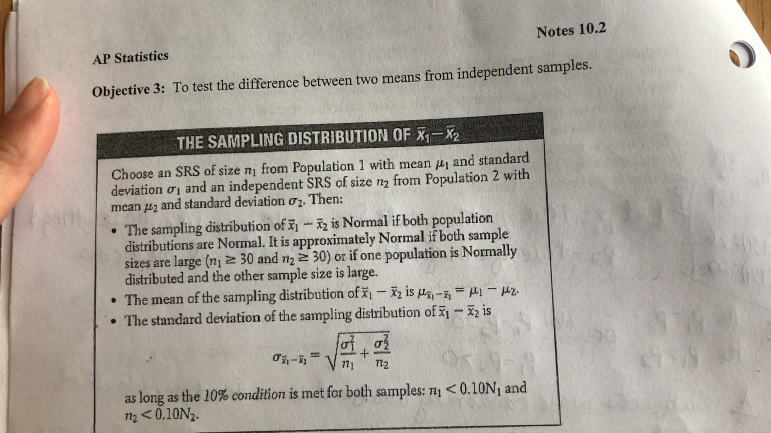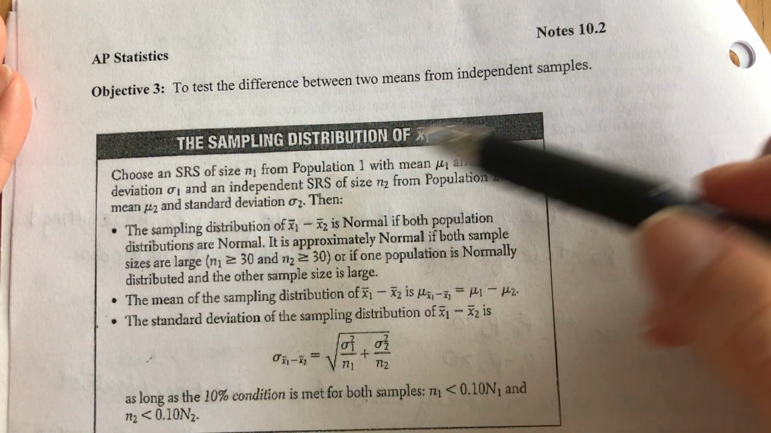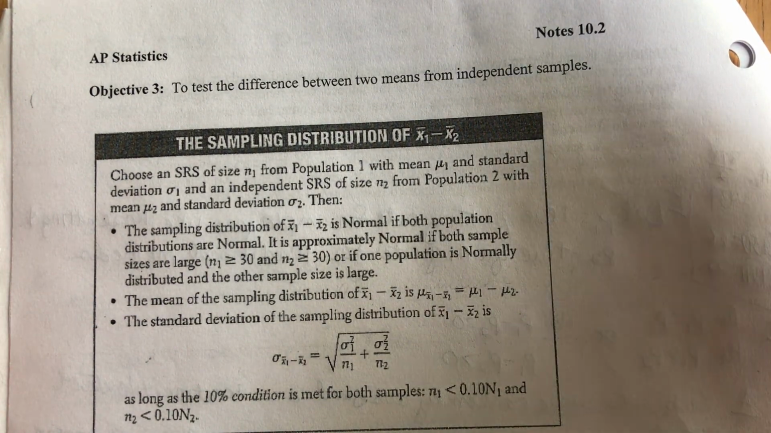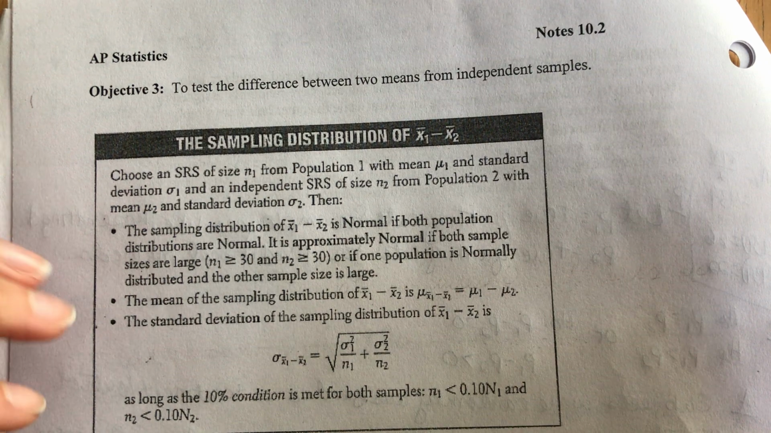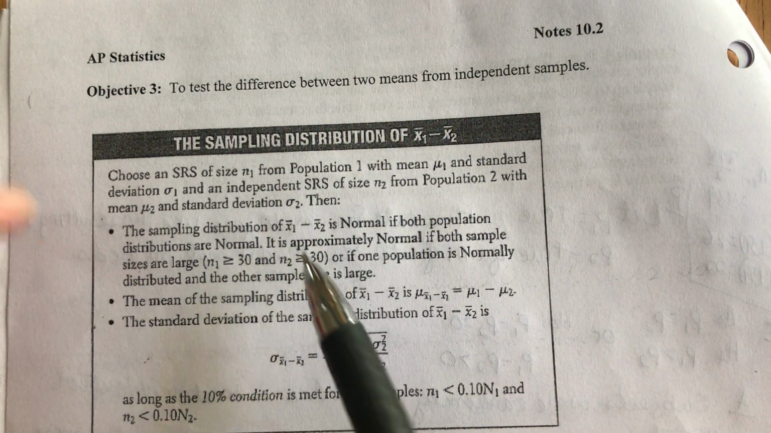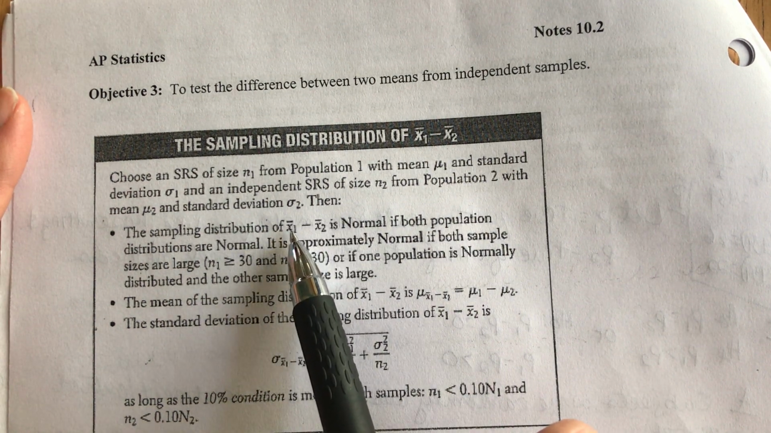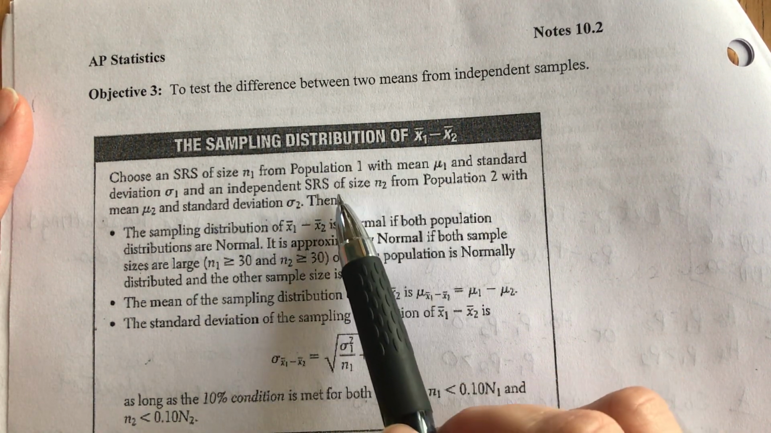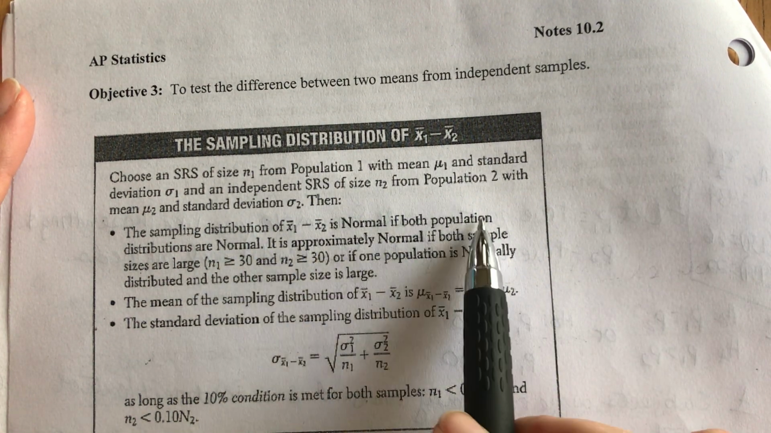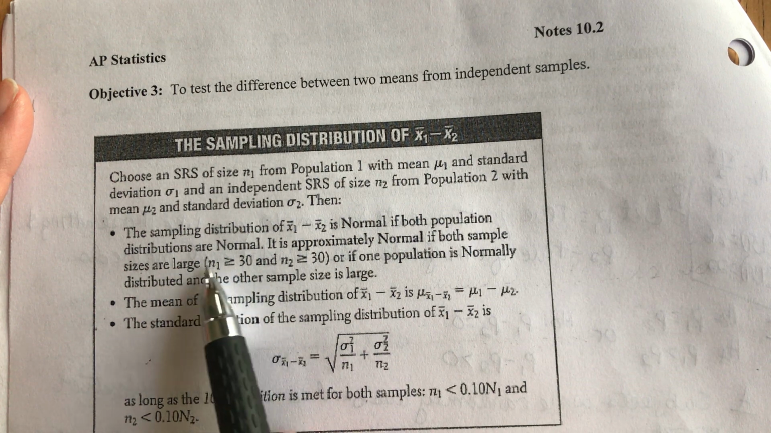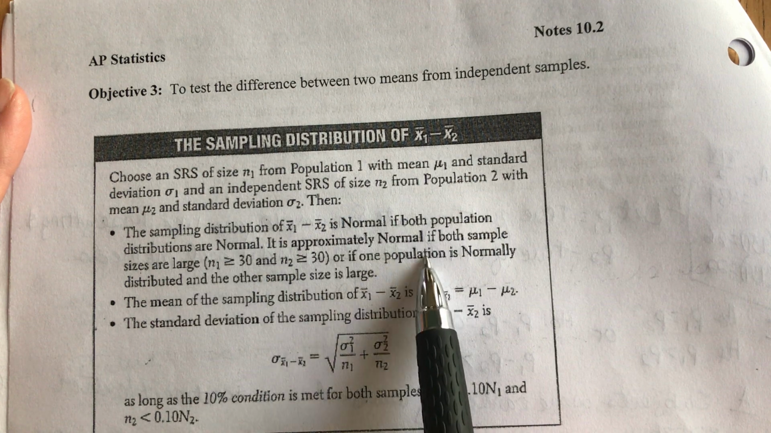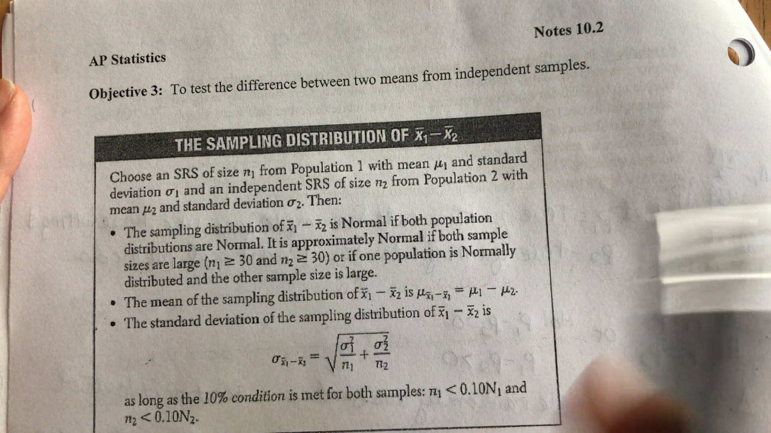Your sampling distribution is the same concept as from chapter 8, I think, a while ago. No, actually, I think it was 7. Sorry, it's one of those two. If you've got population 1 and population 2, mean 1, mean 2, and both have simple random samples, we know the sampling distribution is approximately normal if both sample sizes are large, meaning they're both greater than 30, or if one is normally distributed and the other is large.